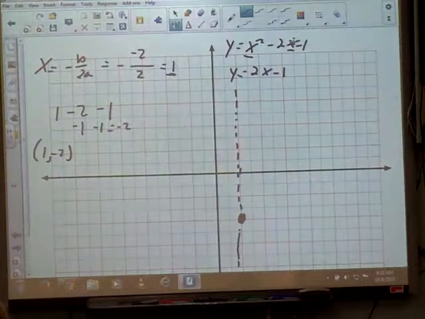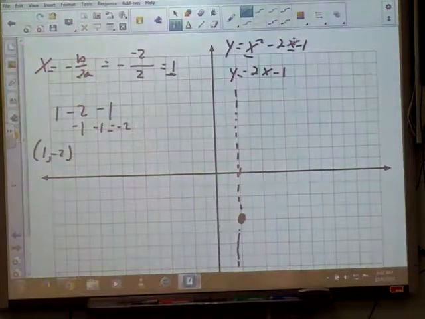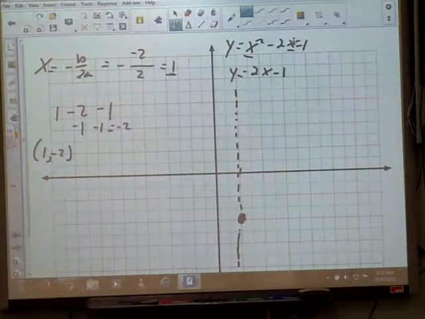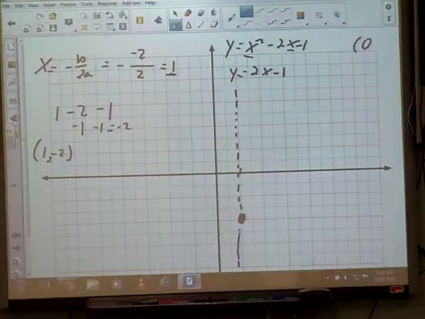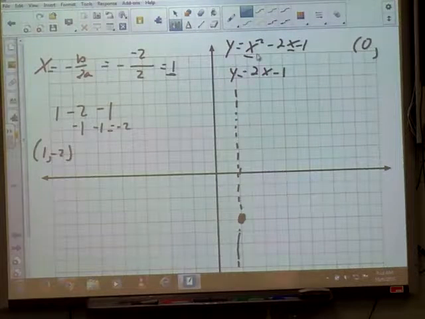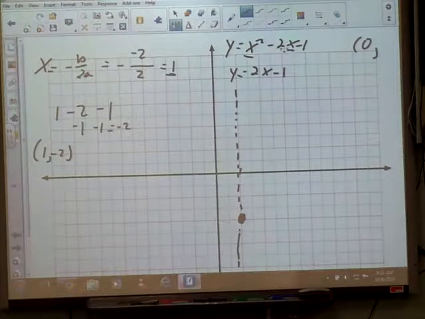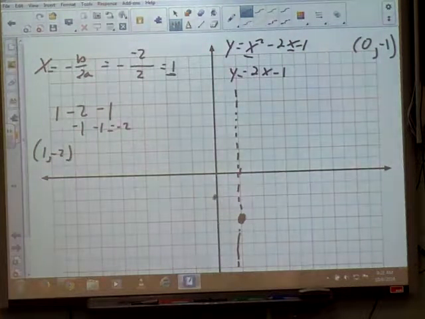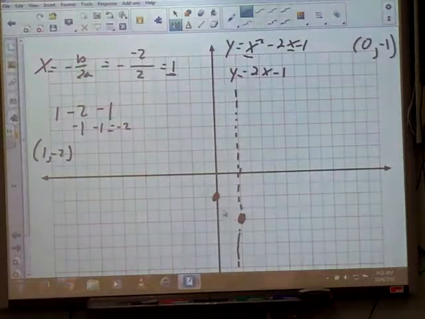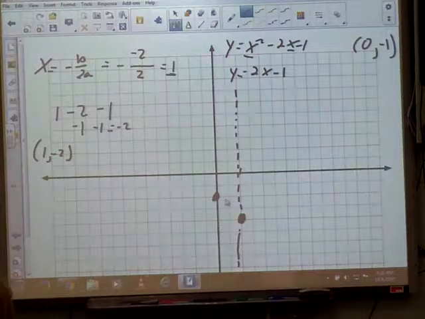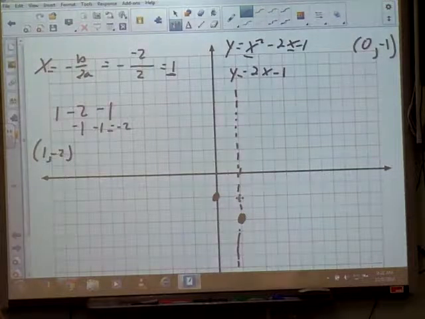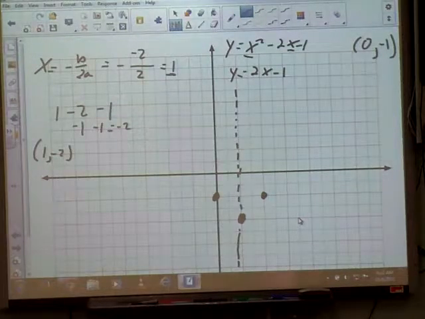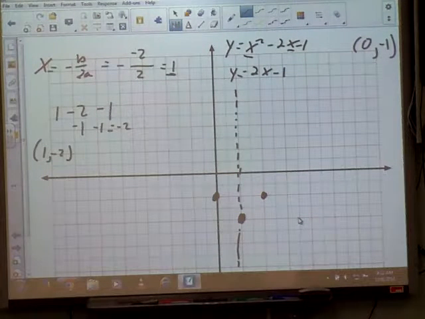Now I need to find another point on that parabola. You can pick any x and plug it in. Zero would be the easiest one. If I plug a zero in for x, zero squared is zero, negative two times zero is zero, so all that's left is negative one. I'll go over zero and down one. Now, that's one away from the axis of symmetry, so I go one away on the other side. Everybody okay on your parabola there?